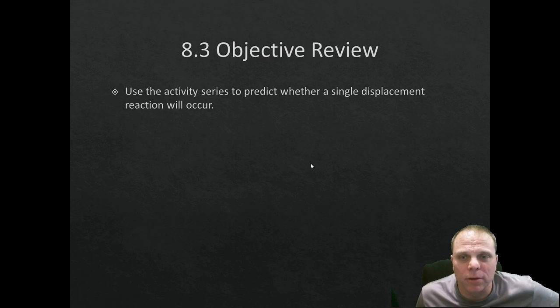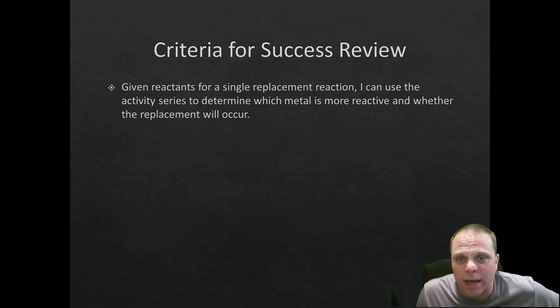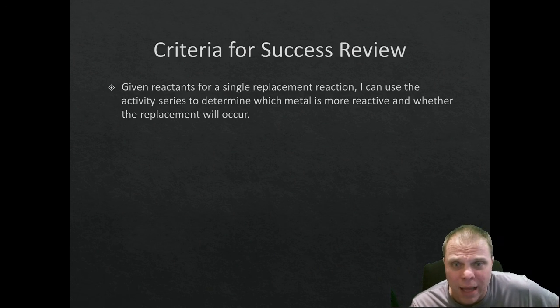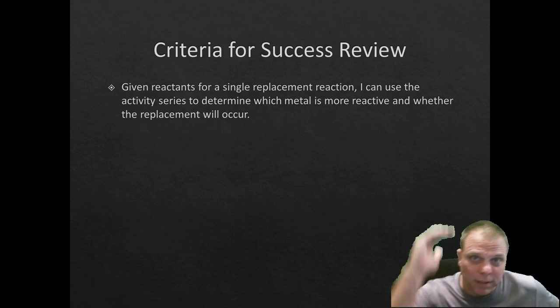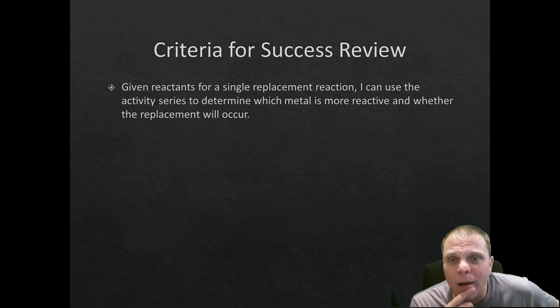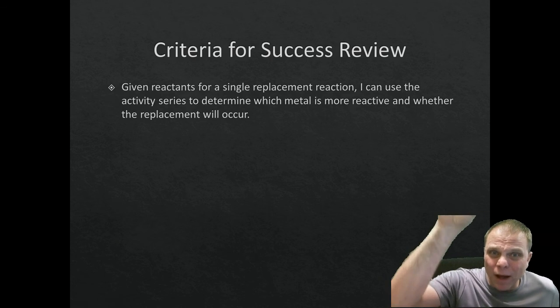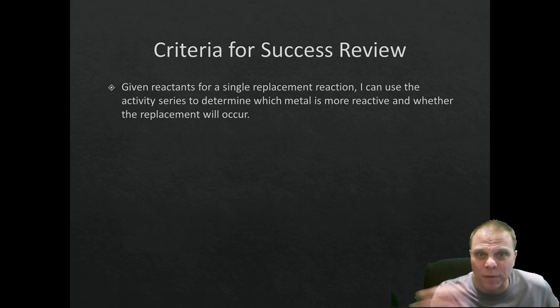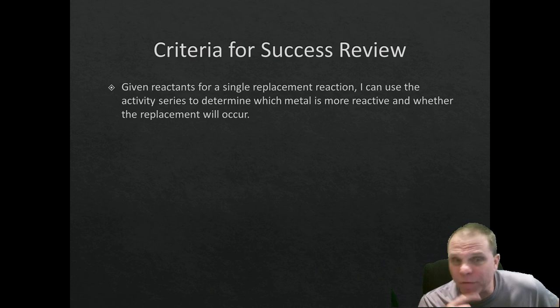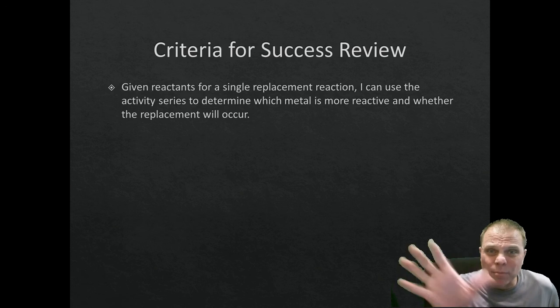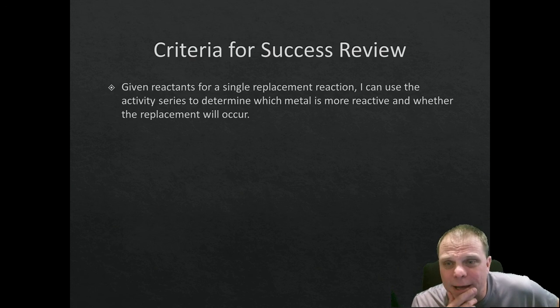8.3 objective review. Use the activity series to predict whether a single displacement reaction will occur. Yeah, I can do that now. Given reactants for a single replacement reaction, I can use the activity series to determine which metal is more reactive. Yep, all I have to do is look at my series and see the one that's on top will replace the one that's below if they're in combination with something. So if the one that's above is free, it's going to replace the one that's combined. If the one on top is already combined, then the one below won't replace that.